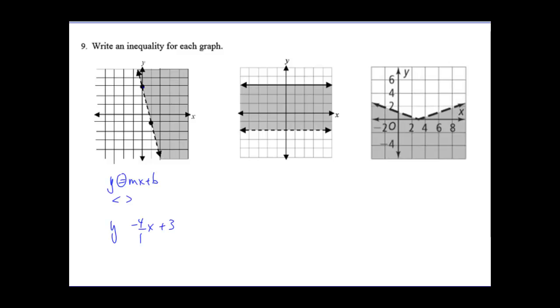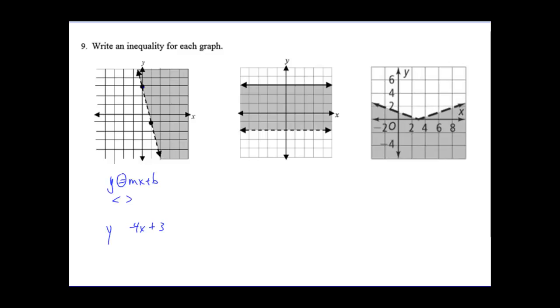So now we just have to figure out the sign. We know it's not an equal to, so we're going to use a less than or a greater than. If we write our y equals, if you notice it's a negative slope and we're going down 4 and over 1, so we're going to get -4x, and it is actually going through the y-intercept at 3. So we have y something -4x plus 3.